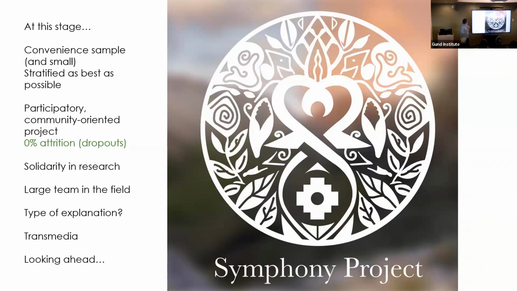So this is the Symphony Project. At this stage, we know that we have a convenience sample that is quite small, 54 participants. We stratified it as best we could by age and by sex. The three conditions, as you know.